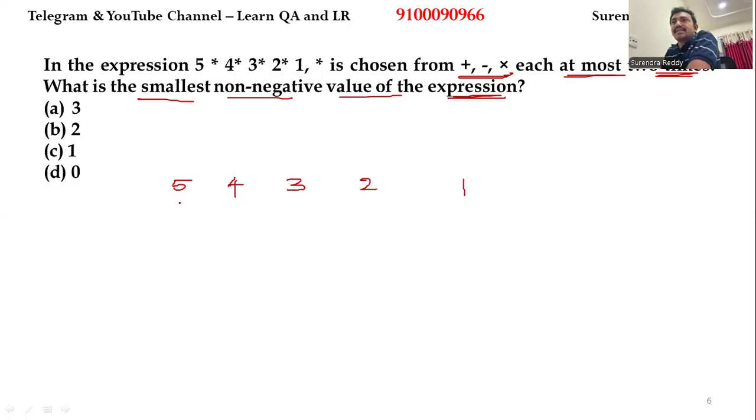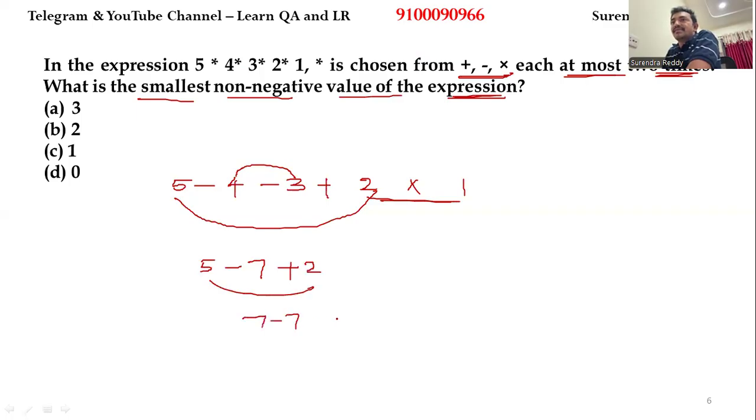Here I notice that 5 plus 2 is 7, 4 plus 3 is 7. So to make the sum 7, I'll keep minus here. If I keep plus here and I keep into here, what is 2 into 1? That is 2. 5 minus 4 minus 3 is 7 and plus 2 into 1 is 2. What is 7 minus 7? So the smallest non-negative value could be 0. This question can be easily solved, but some people might take some time while swapping the operations. But with the kind of practice we train you guys, I hope it's easy to follow. Let's go for the next question.